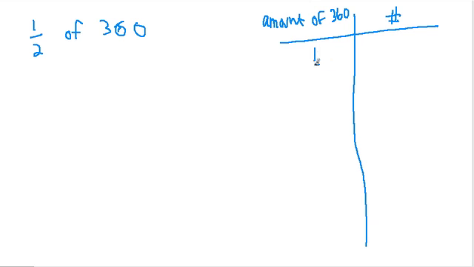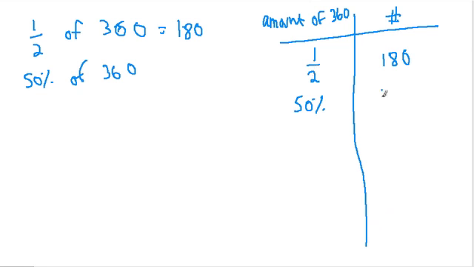So first they're asking for half of 360. I divide 360 by 2 to get 180, and that's my answer. And then they ask, well, what's 50% of 360? And that's the same thing, isn't it? 50% and 1/2 are equivalent. They both give us 180.